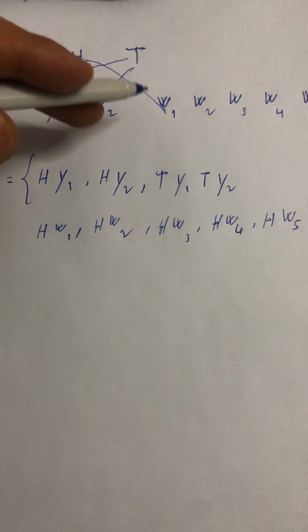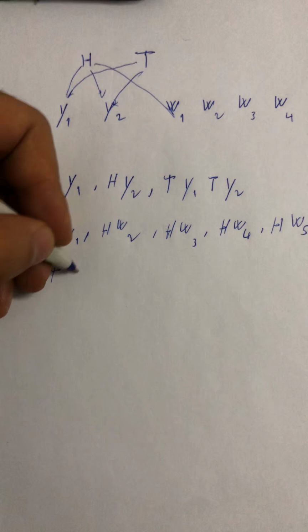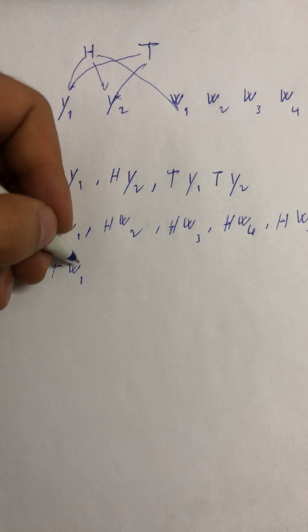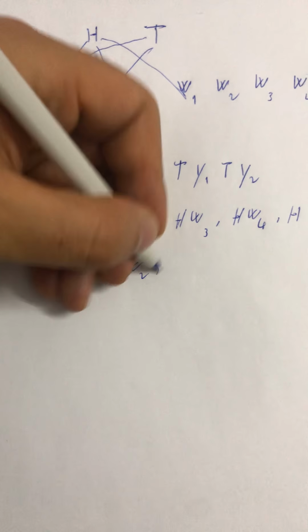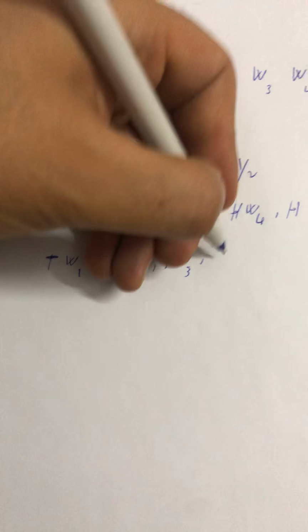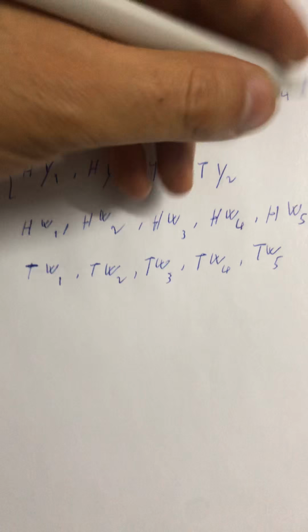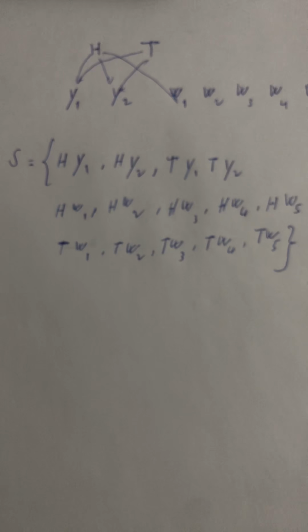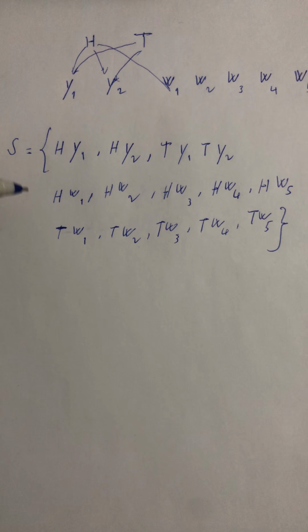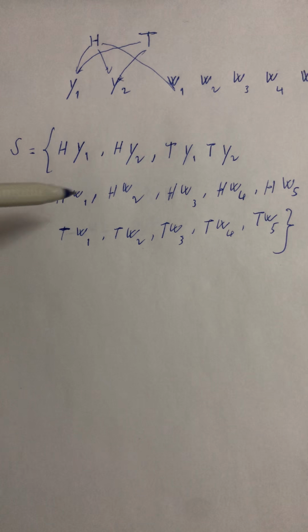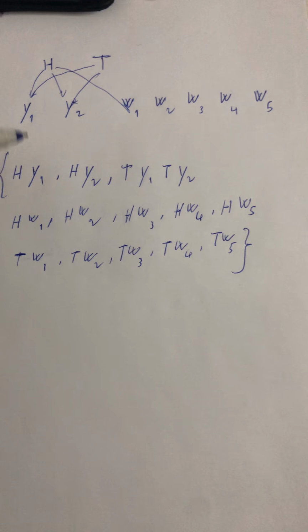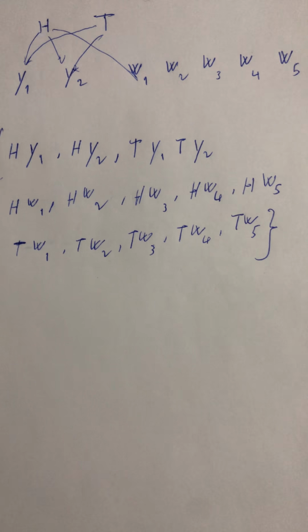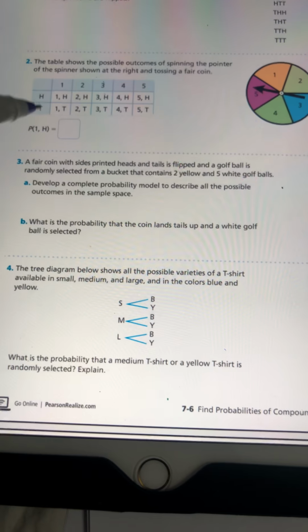This is for H and W. Now for T. Now TW1, TW2, TW3, TW4, then TW5, and I close my set. Okay, what does this set mean? That means all possible chances. This is all possible chances, and this is the diagram. So question number 1 is finished. Now we move to question B.